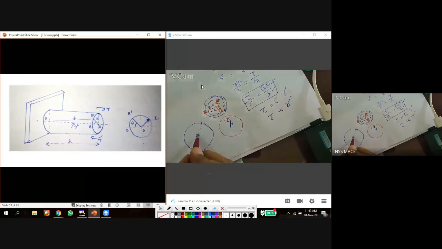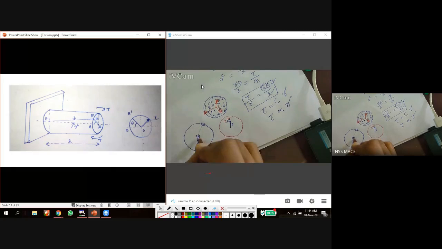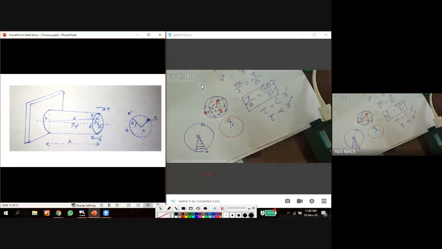This is the variation of tau. I am drawing the variation of tau. Here it will be 0, and the tau value increases from 0 to a maximum value as it approaches the surface. So this is the variation of tau. Shear stress is 0 at the center of the shaft, maximum at the surface. Any doubt?